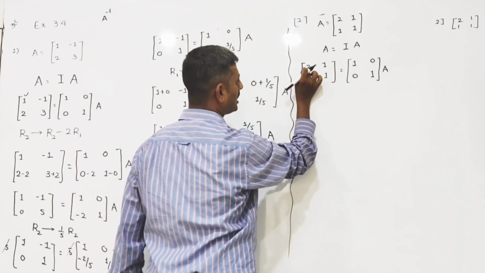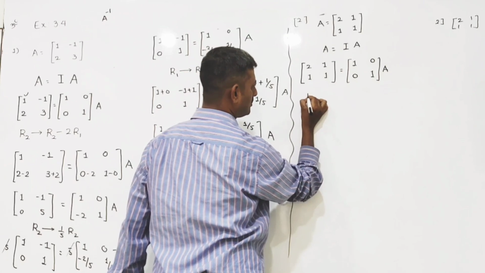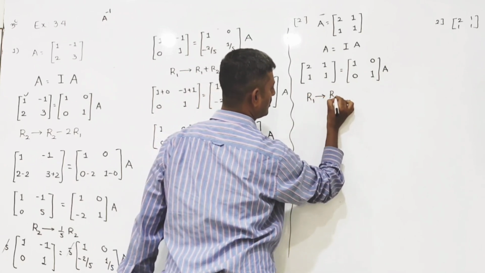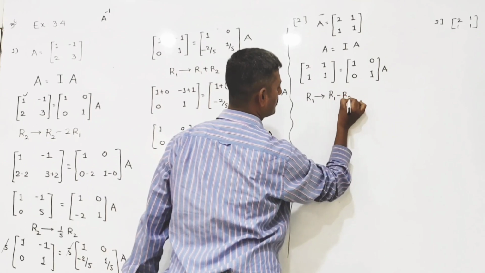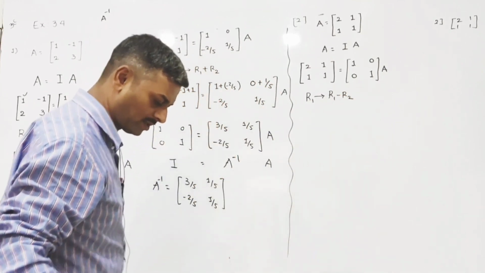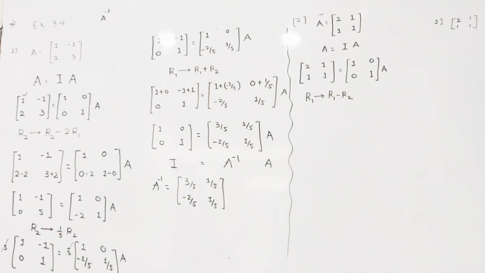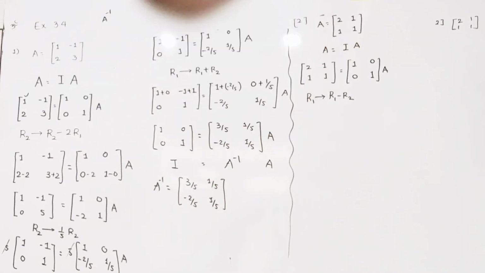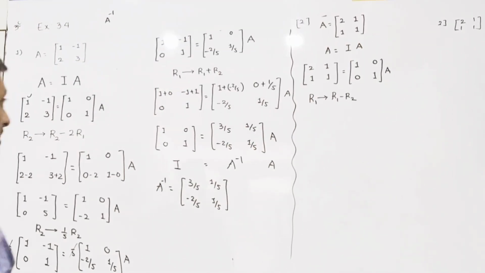Now here I want 1. So what am I going to do? In row 1, I subtract row 2. Row 1 minus row 2. If I do it like this, what will happen?